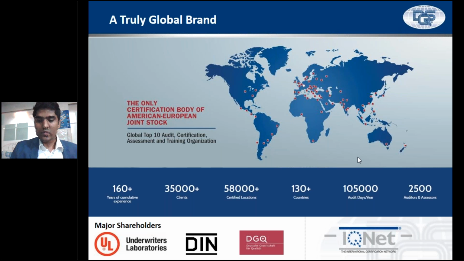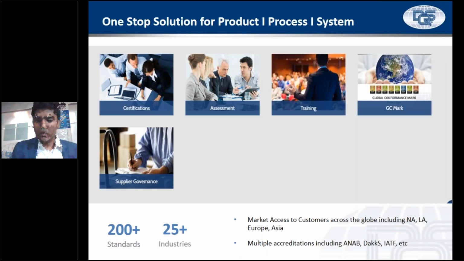Coming to our services, we do certifications. Globally, we do close to 200 plus standards across 25 industry verticals. You name any ISO certification, we do that. Talking about our presence in some of the major industries, for example, aerospace in India, we're among the market leaders with roughly 19% market share. Telecom, we are number 1 in India.